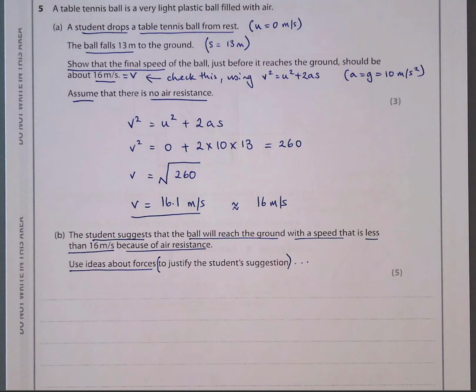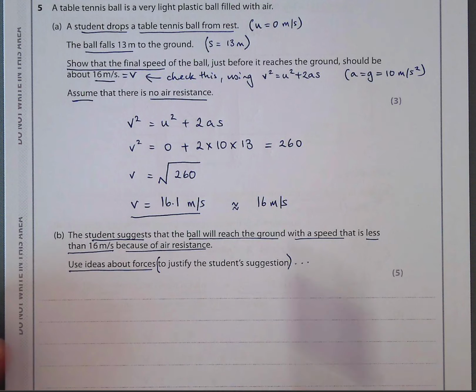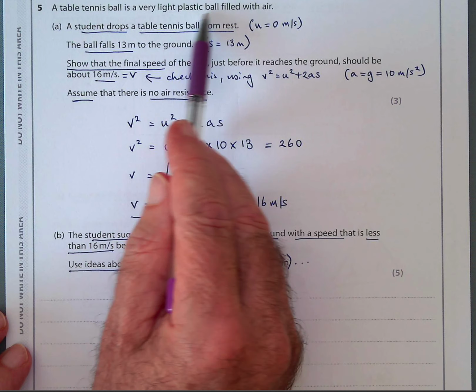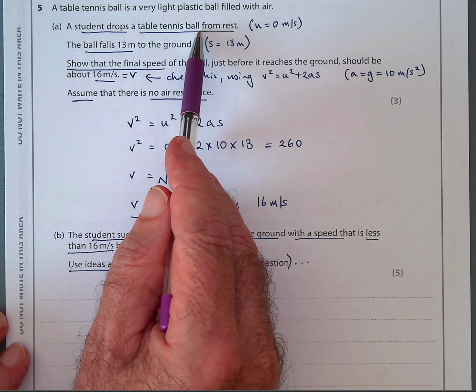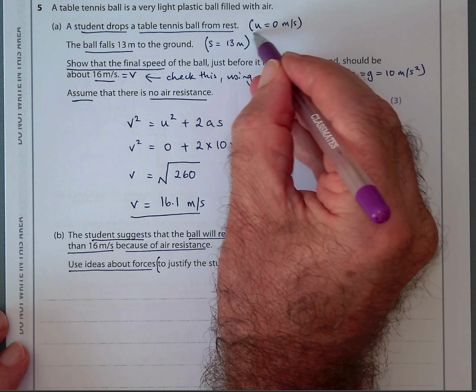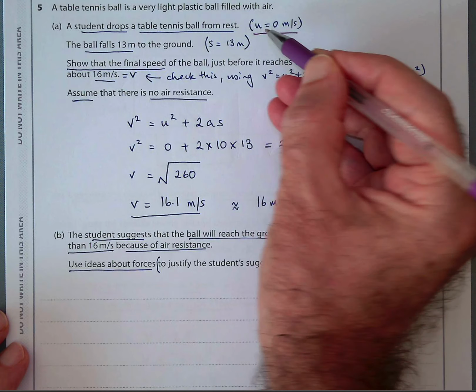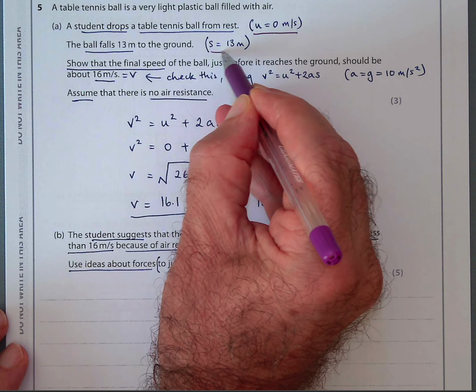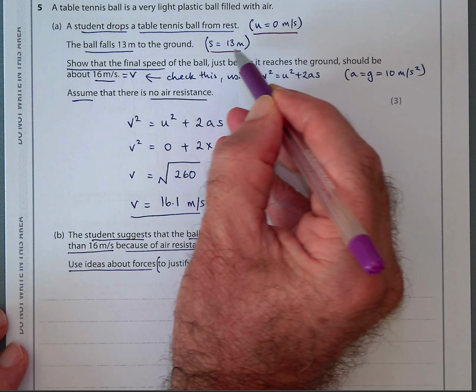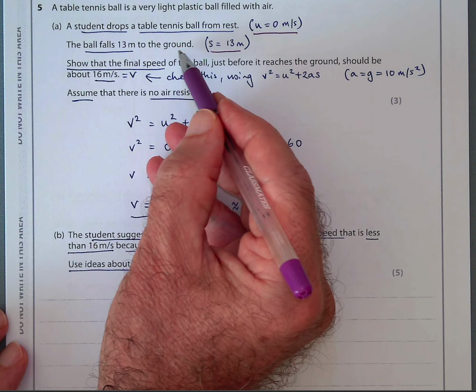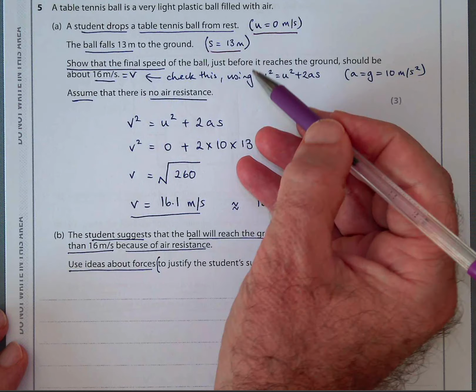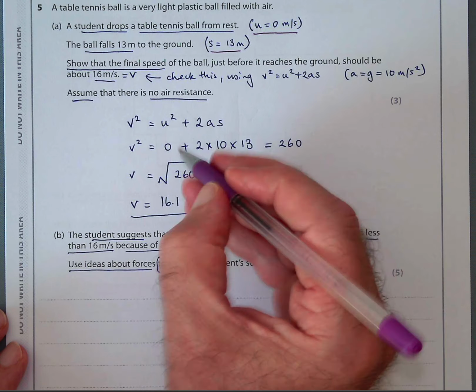Question 5 is about a table tennis ball, a very light plastic ball filled with air. A student drops the table tennis ball from rest. That means initial velocity is 0, that's u. The ball falls 13 meters, okay? So if it's dropped, its u is 0. It tells you it's 13 meters to the ground. So that's s in the SUVAT equations.